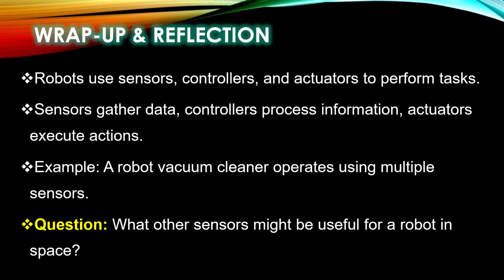Let's summarize. Robots function using sensors, controllers, and actuators. Sensors collect data, controllers process it, and actuators help them move. The example of a robot vacuum cleaner operates using multiple sensors. For reflection, think about what other sensors might be useful for a robot in space.